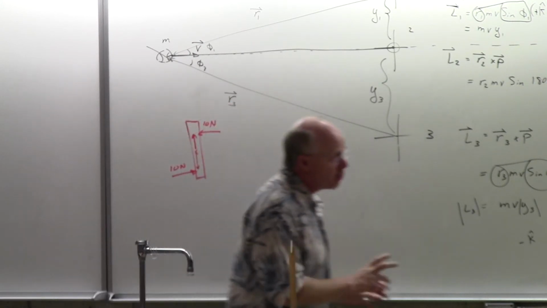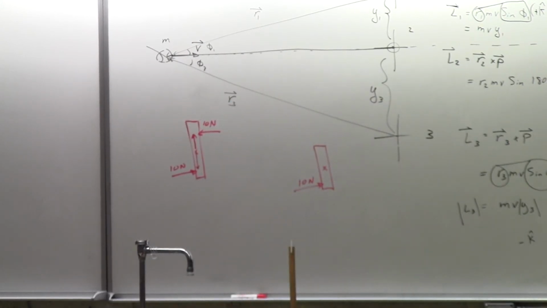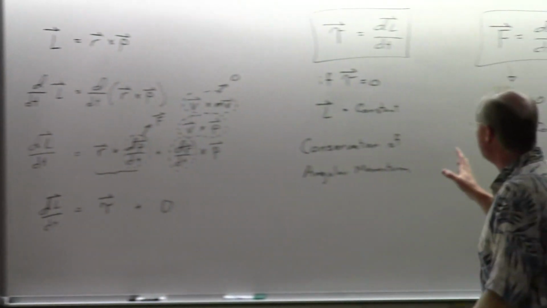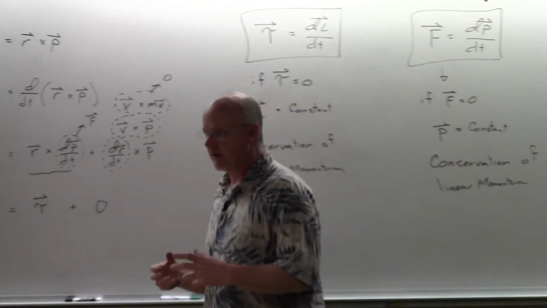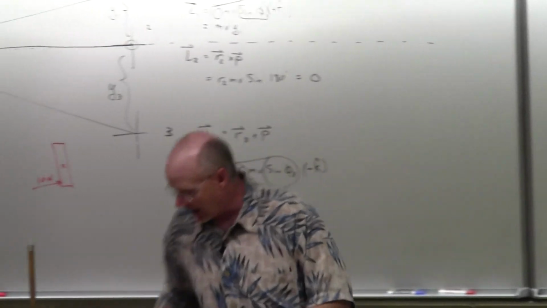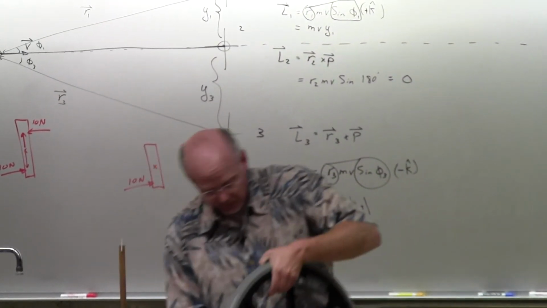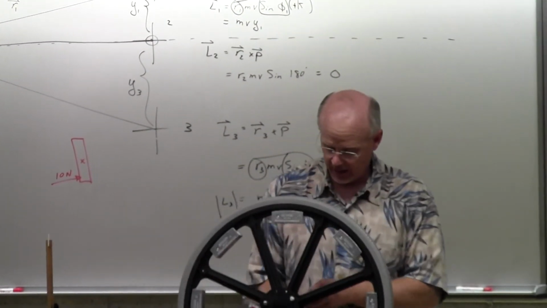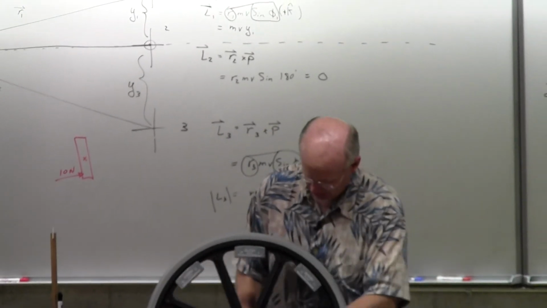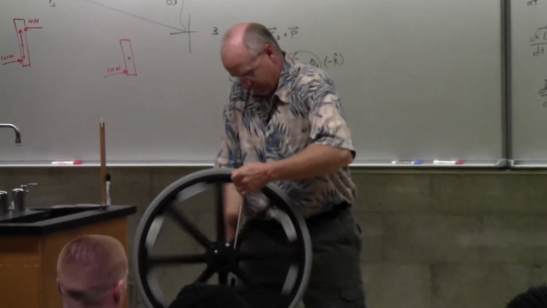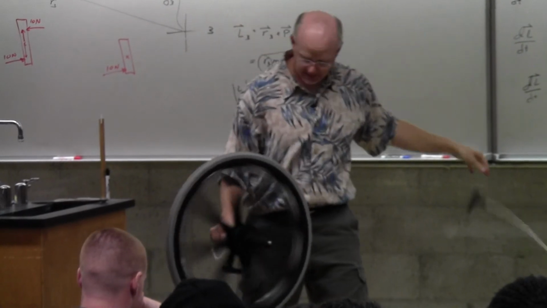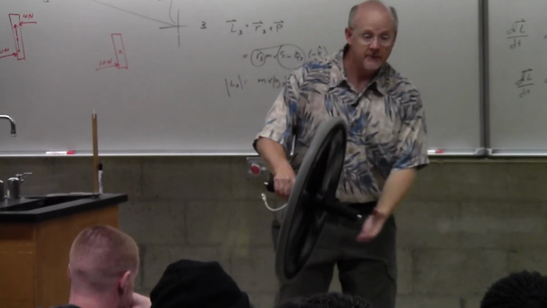Well, I don't want to dwell too much on that. You'll see that as we do example problems. But I do want to show you more of this conservation of angular momentum, because I think it can be kind of neat here. That's why I had this wheel up here with this string on it, because if I were to pull the string, I'd get it spinning pretty good.